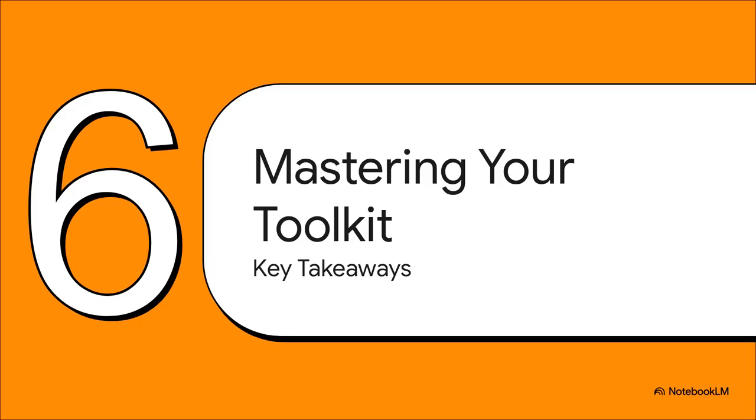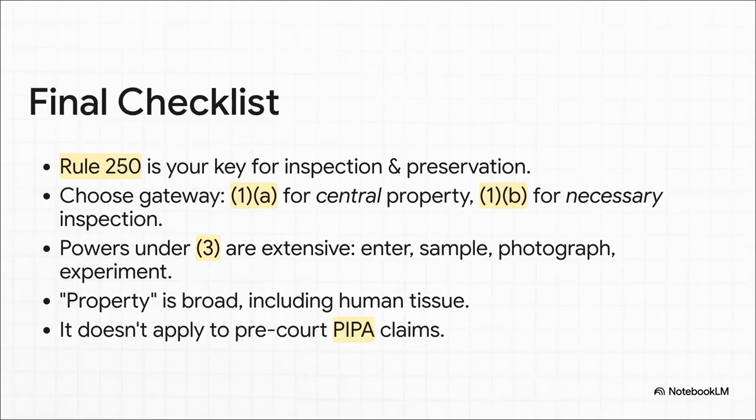Okay, let's wrap this up and lock it all in. We've covered a lot of detail, but it really boils down to just a few essential points that you need for your exams and for your practice down the road. So here's your checklist. Number 1, Rule 250 is your key tool. 2, choose the right gateway under Subrule 1. Is the property central under A, or is the inspection necessary under B? 3, remember the huge range of powers you get under Subrule 3. 4, appreciate just how broad the definition of property really is thanks to that case law. And number 5, never ever forget the PIPA limitation. Get those 5 points down and you have mastered this tool.